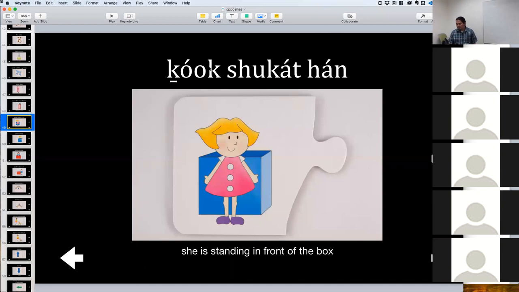So, anybody know what the kuk part is here? Box. So the shukut.